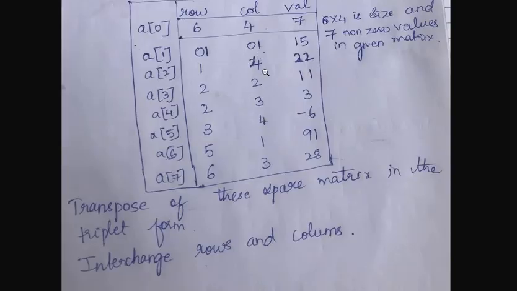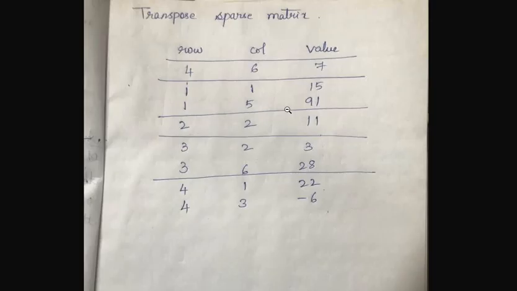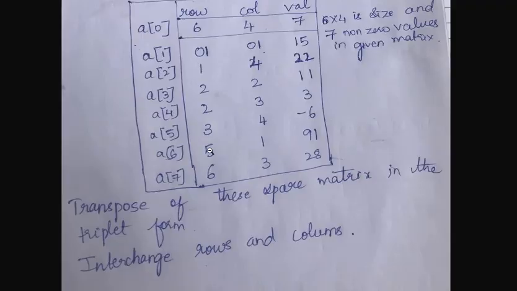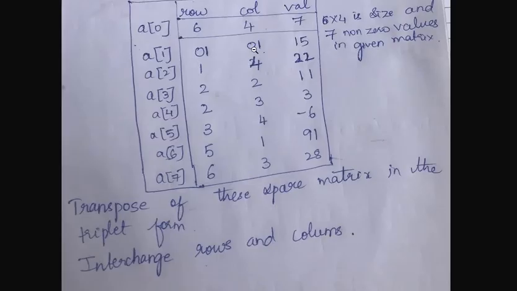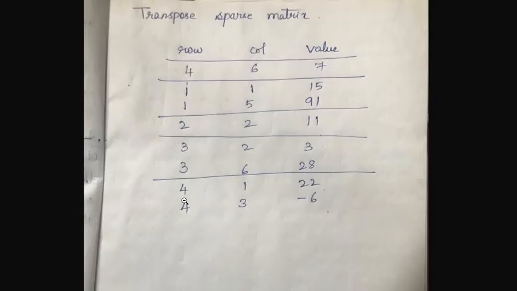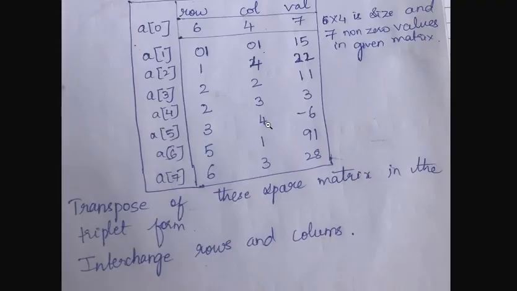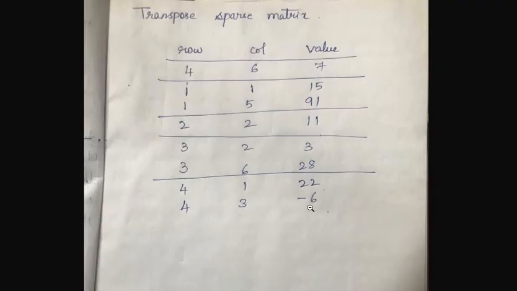Next, anything else? Nothing. So third row, second column, we have 3. You have to mention 3, 2, 3. Again, third row, sixth column, you have to take it as 28. Next, fourth row, first column, we have 22. Then again, what else do we have here? Fourth row, third column, we have -6. Then fourth row, third column, it is -6. You have to mention it.